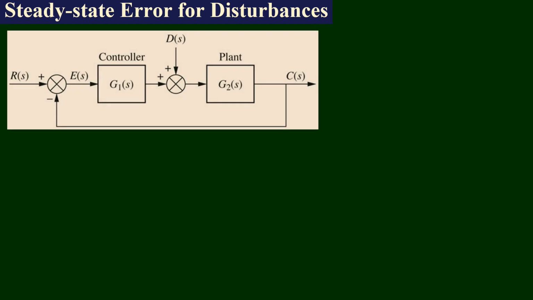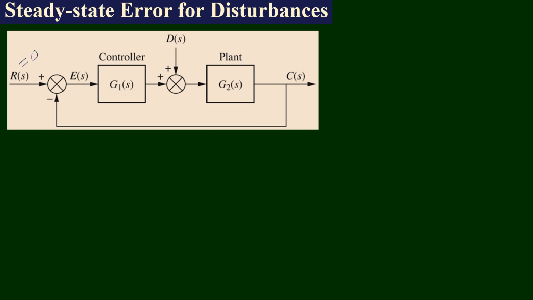So here we see the effect of the disturbance whenever R of S is 0, and it is natural because to see the effect of D of S on the steady state error E of S, it is important that the set point should be 0 to directly see how E of S will be affected. So at this stage we consider that R of S is equal to 0.